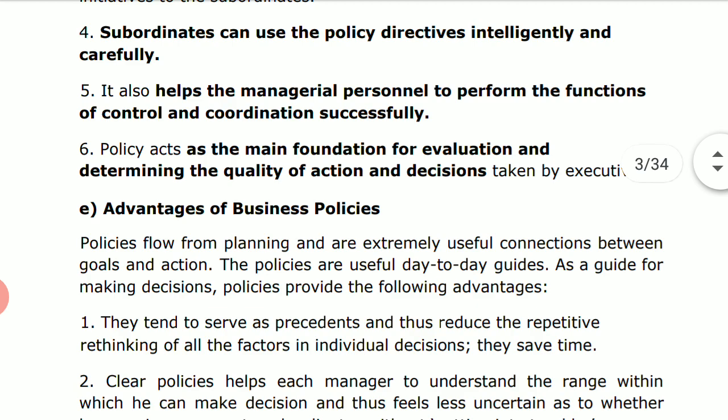Next, subordinates can use the policy directives intelligently and carefully. Naturally, the job of policy is to direct, and the subordinates use it so that they work or take decisions intelligently and very carefully.